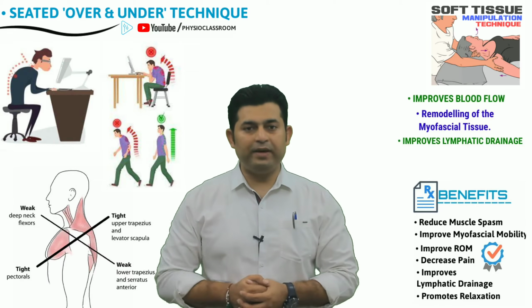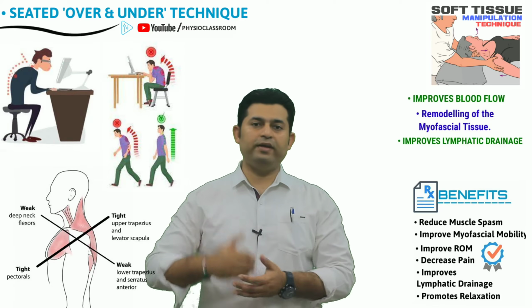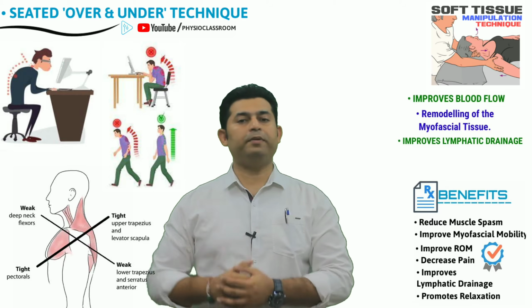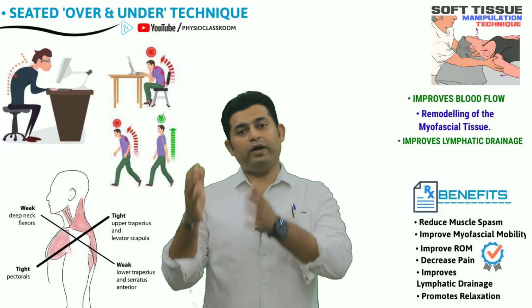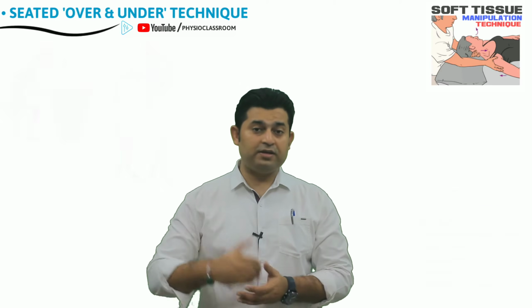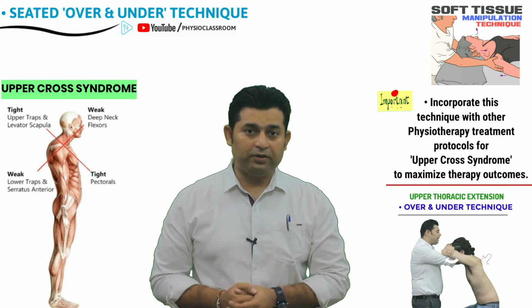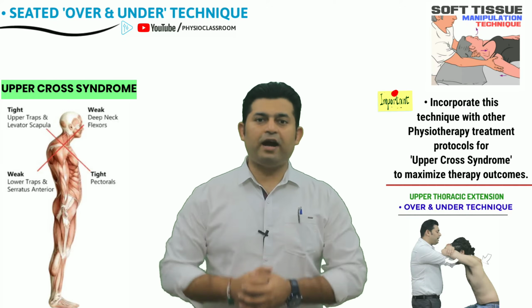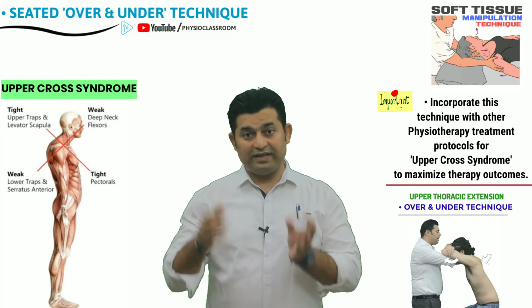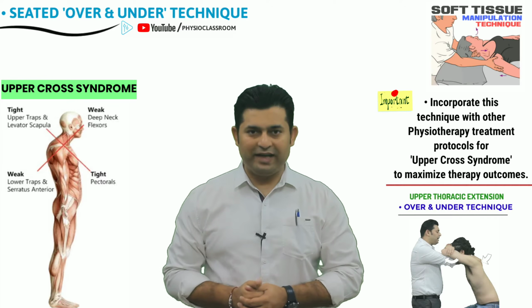So utilize this treatment technique along with the strengthening of the middle and lower fibers of trapezius muscle to get excellent results in patients who have rounded shoulders and hyperkyphotic upper thoracic spine. So let's get started with the practical demonstration of the seated over and under technique.